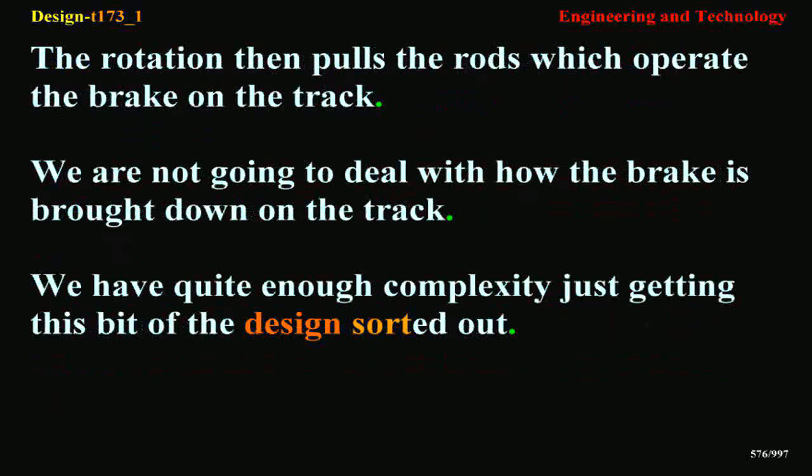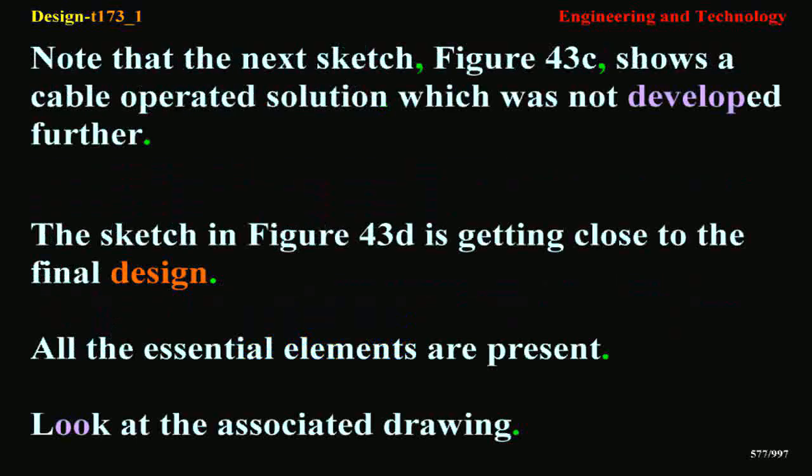The rotation then pulls the rods which operate the brake on the track. We are not going to deal with how the brake is brought down on the track. We have quite enough complexity just getting this bit of the design sorted out. Note that the next sketch, figure 43c, shows a cable-operated solution which was not developed further.